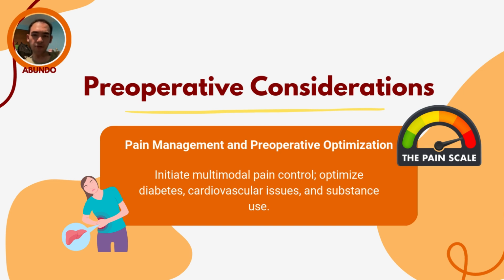Patients with chronic pancreatitis typically present with chronic abdominal pain. A multimodal pain management strategy should be in place before surgery, potentially including non-opioid analgesics, nerve blocks, or neuropathic pain medications. Preoperative management of other comorbidities such as diabetes, cardiovascular disease, or substance use is also important to reduce perioperative risk.